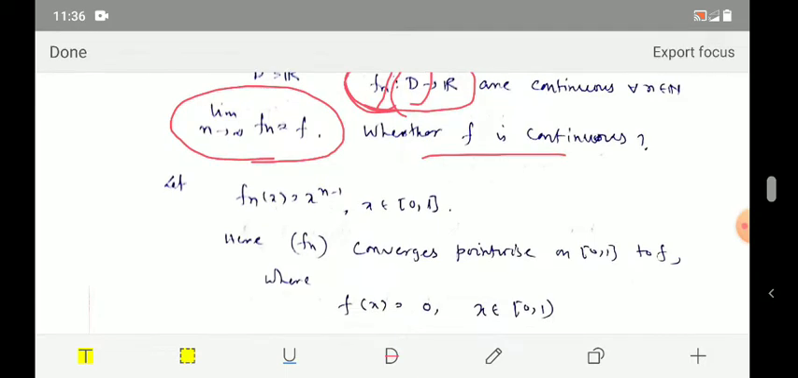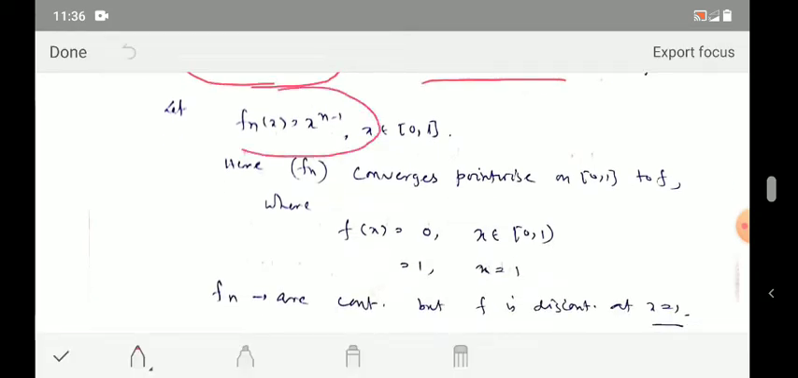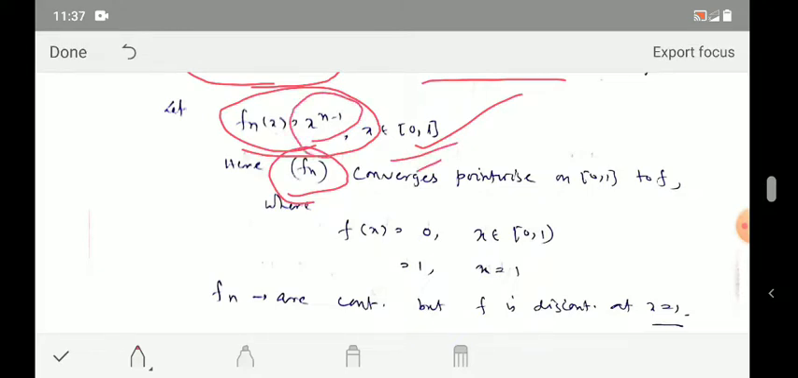Now I have taken an example, that is fn x equal to x to the power n minus 1 for x belongs to 0 to 1. We see that fn are all continuous functions on 0 to 1 because it is a polynomial function. Simply, a polynomial function is always continuous, therefore fn are all continuous.